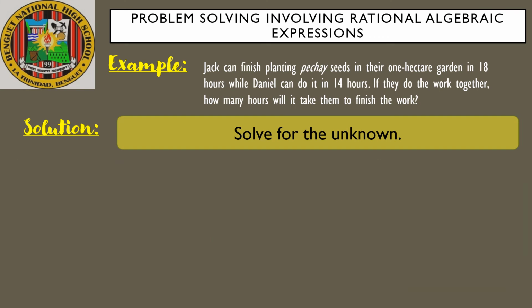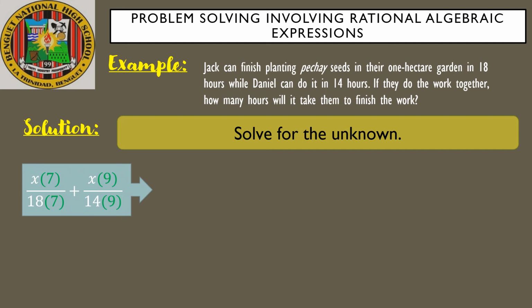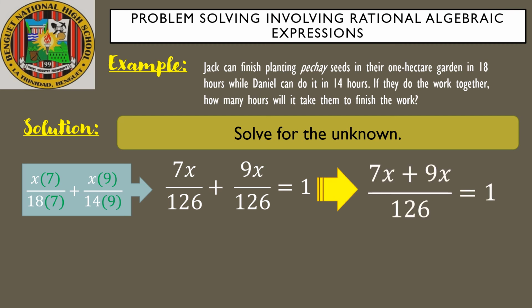Doing the operations from our previous step will give us the expressions 7x/126 and 9x/126, which we are going to add to get the equation 16x/126 equal to 1.